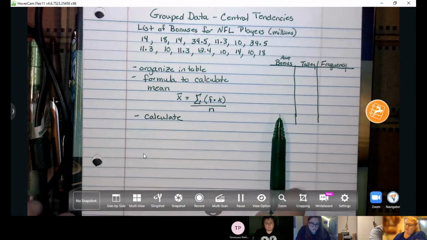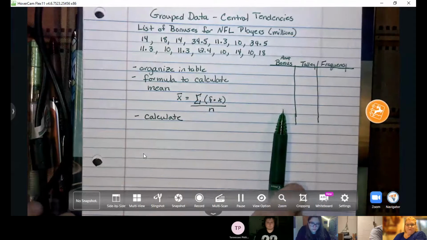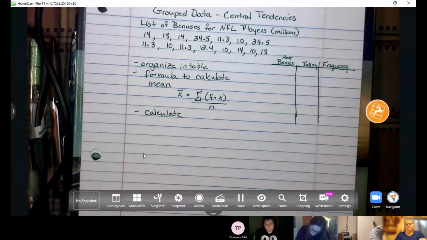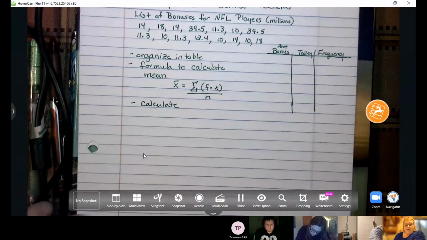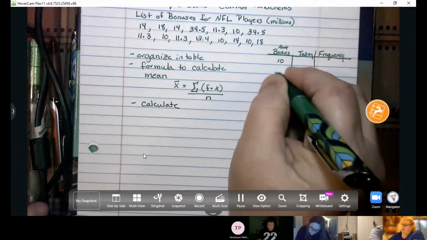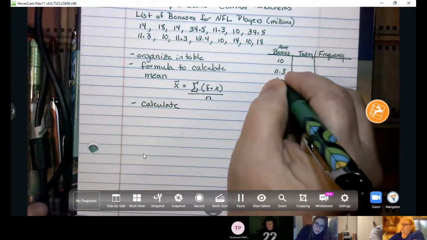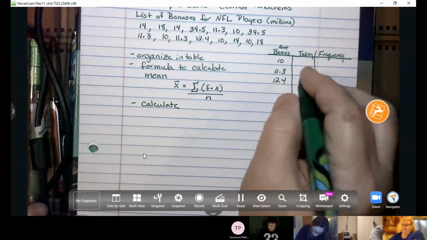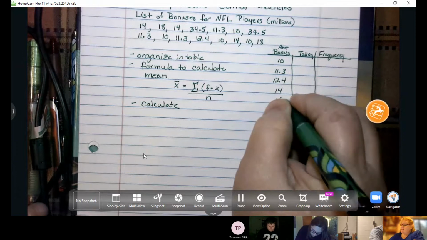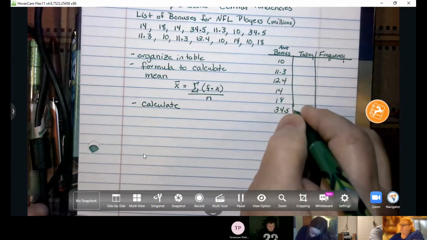So first in the table, we want to organize the data, the bonus amounts, in numerical order. So from least to greatest, those bonus amounts go from 10 million, 11.3 million, 12.4 million, 14, 18, and then we jump way up to 34.5 million.